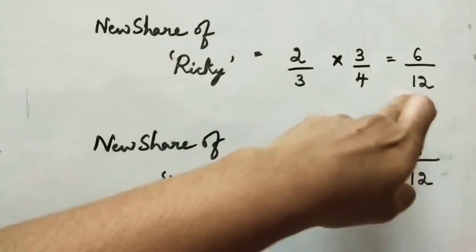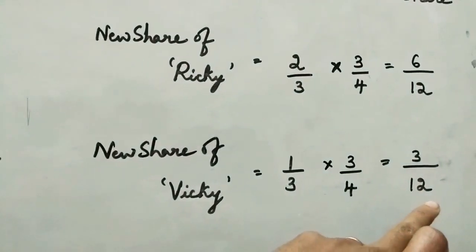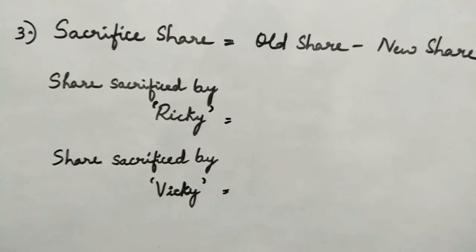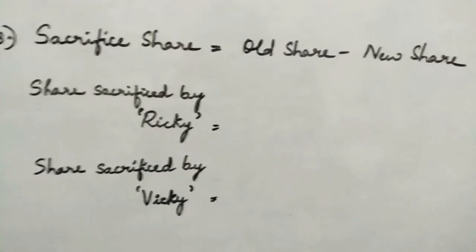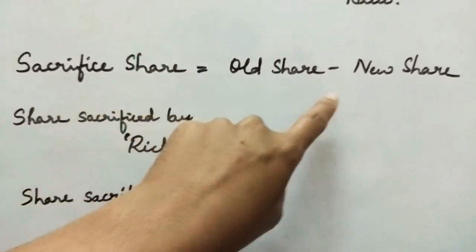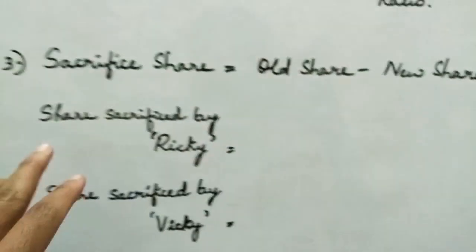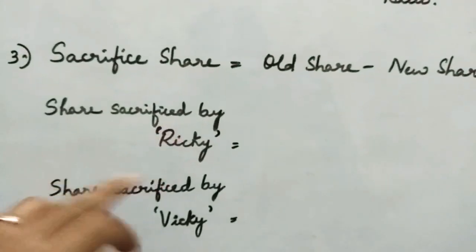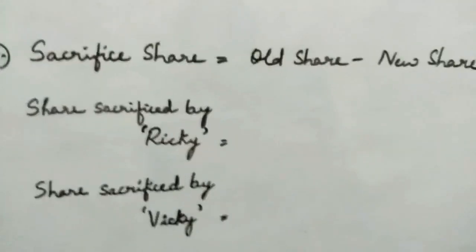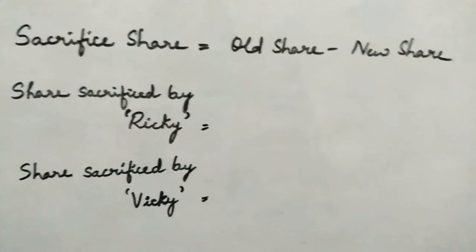And just observe, the denominations are same, so there is no further step of calculation. Now coming to the third calculation, the sacrifice share, the formula is old share minus new share, and the share sacrificed by Ricky and Vicky is going to be calculated by us now. So let us see how it is.